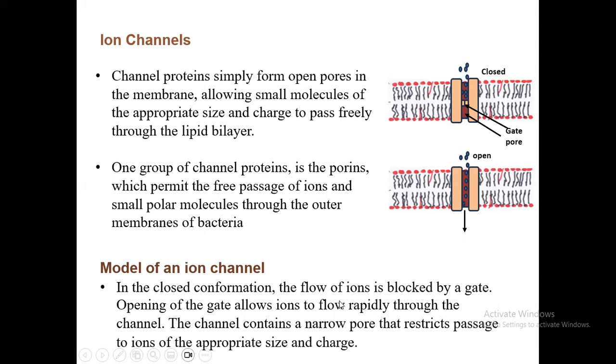which will be present in two conformations. These types of ion channels are not always in an open state. They are gated channels, and the gate can be present in two conformations, either closed or open. When it is in the closed conformation, it will not allow passage of molecules, but when it is in the open conformation, it will allow free passage of molecules of appropriate size and charge through the ion channels.